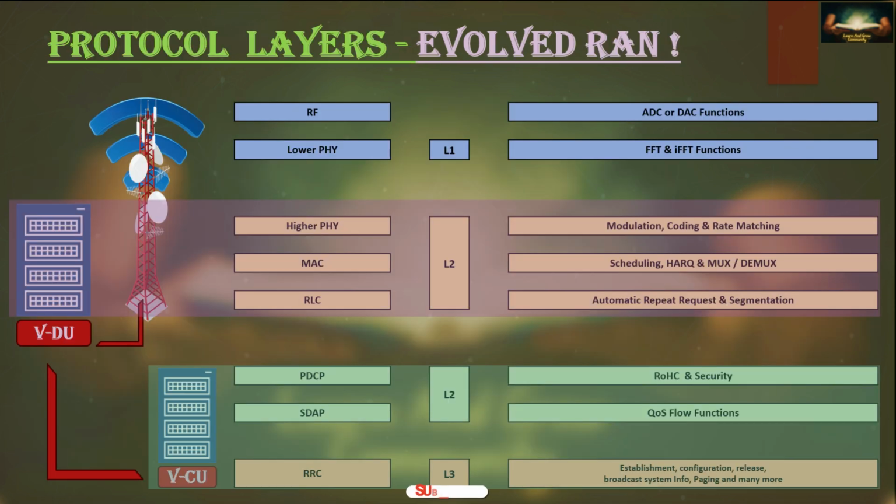Next is OCU, Open Centralized Unit. OCU handles the higher layer functions of the BBU. OCU handles the PDCP layer function and SDAP layer function. It also handles the RRC function for the control plane.